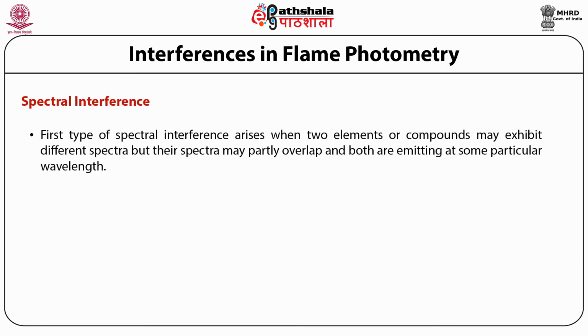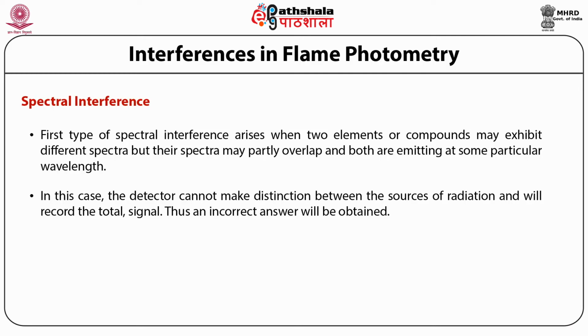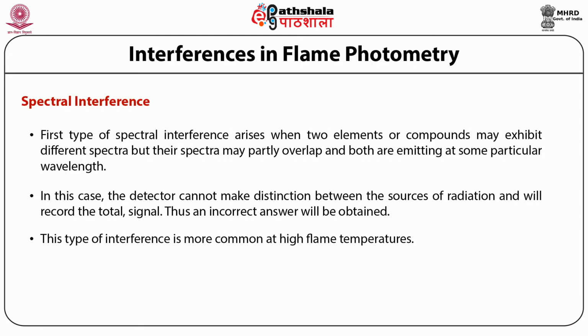The first type of spectral interference arises when two elements or compounds exhibit different spectra, but their spectra may partially overlap and both are emitted at some particular wavelength. In this case, the detector cannot distinguish between the sources of the radiation and will record the total signal. Thus, an incorrect answer will be obtained. This type of interference is more common at high flame temperature because numerous spectral lines are produced at high temperature.